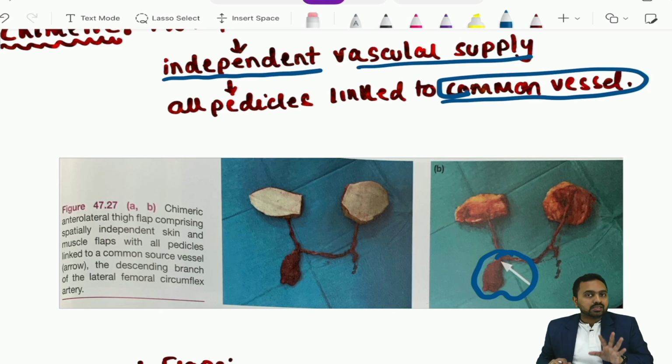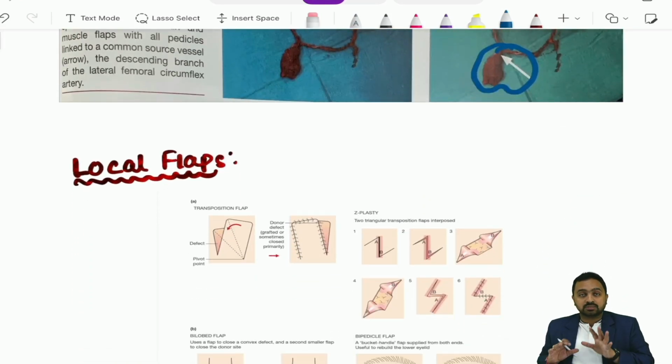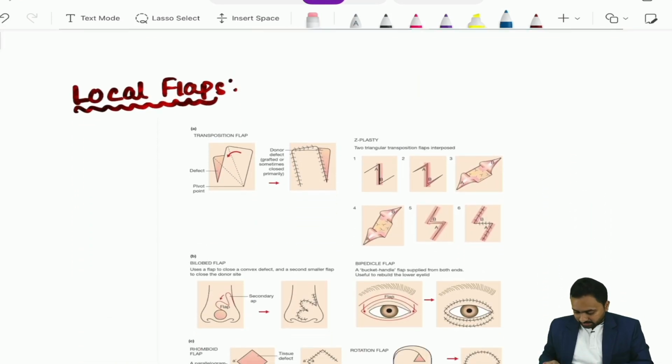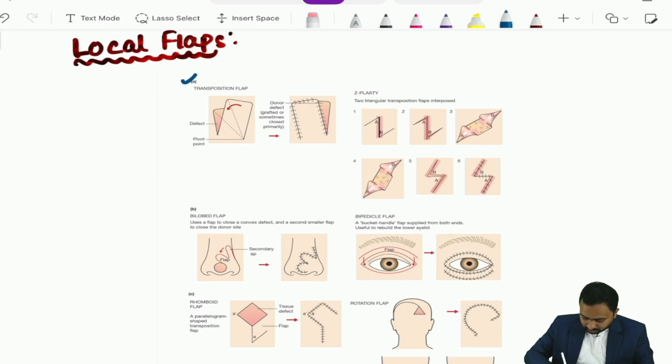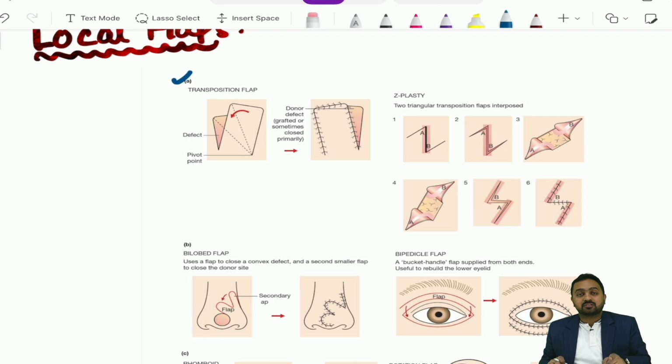Now a few examples of local flaps, which I have taken from the textbook of Bailey and Love, the exact images. So we have the transposition flap. If you look over here, there is a defect and the flap is transposed around the pivot point covering the defect, and the donor site could be closed primarily, or sometimes you would require skin grafting to close it.